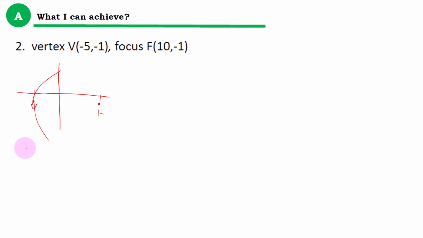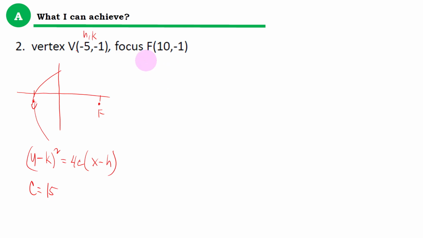So, kung opens to the right siya, ang gagamitin natin na formula, since ang format ng ating vertex ay h, k, so, that will be y minus k, quantity squared, equals 4c times x minus h. And then, let's identify kung ilan yung ating focal length. So, gaano kalayo yung from 10 to negative 5? So, that is 15 units.